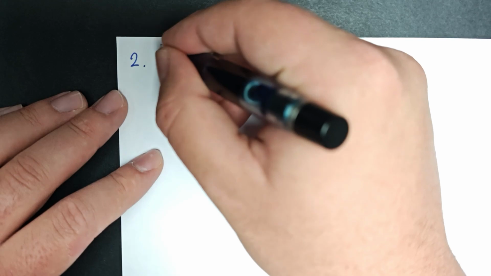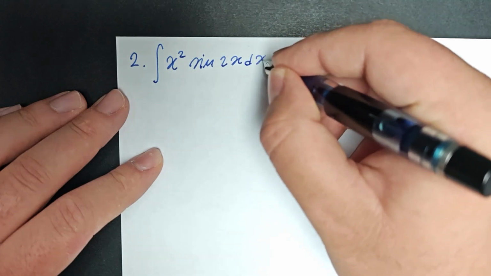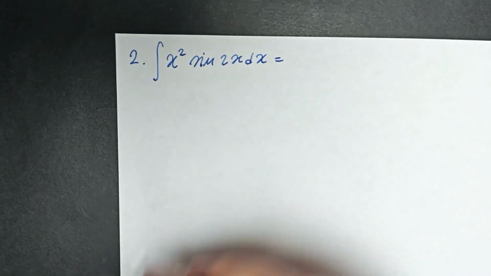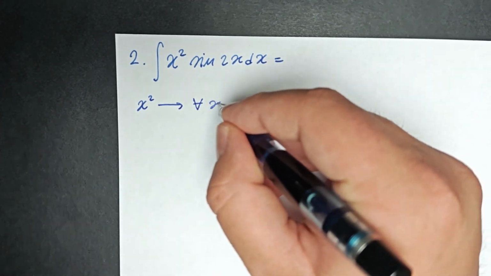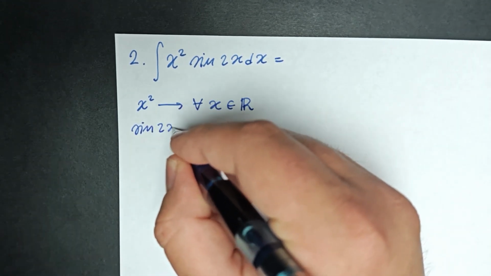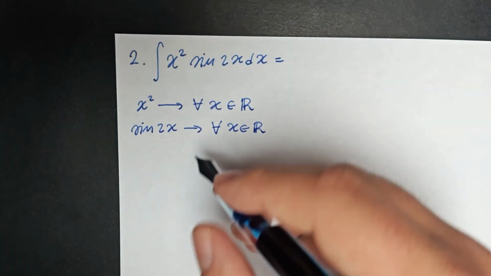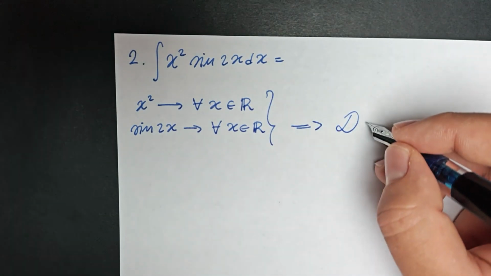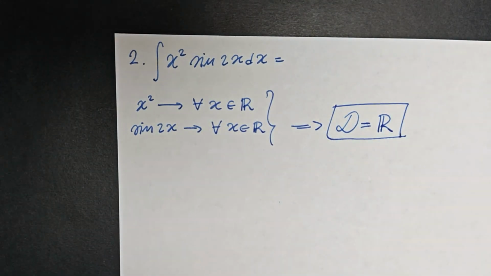Let's now solve the second integral on our list, x squared sine of 2x dx. Again, first thing is to find the area in which the integral is defined. x squared, as you know, is defined for all x's which are real numbers. Sine of 2x is defined for all x's which are real numbers. And that means that the area in which our integral is defined is the entire set of real numbers.